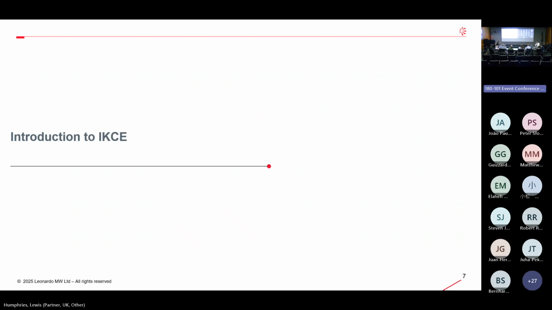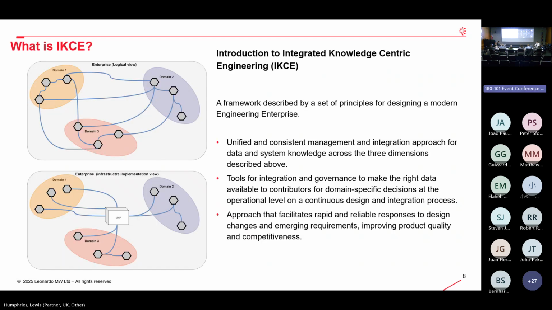So now, having gone through the overall challenge we're facing and what we're doing, next is an introduction into IKC, integrated knowledge-centric engineering. So what is integrated knowledge-centric engineering? It is a framework that's described by a set of principles for designing a modern engineering enterprise. Some key points are as follows. First, there's a unified and consistent management and integration approach for the various different data and knowledge within the system across the 3 dimensions described above. So the domain disciplines, the stages of the life cycle, and the levels of the supply chain.